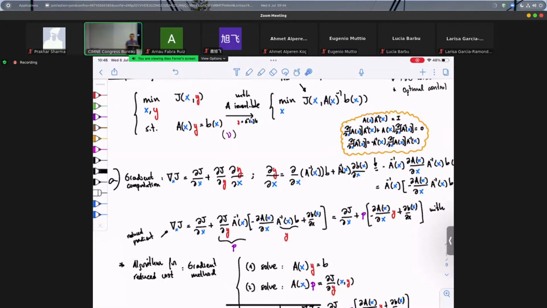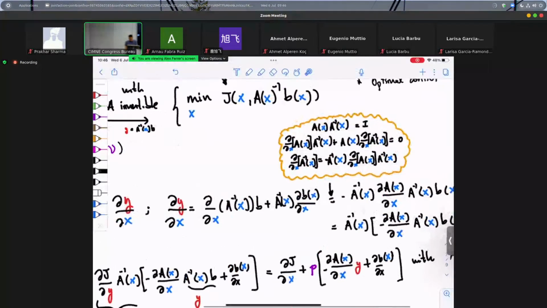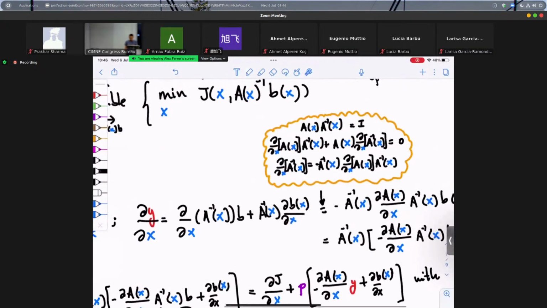I put it here in a vector form or matrix discrete form. Later, I leave it to you in the notes, but it's in the continuous form. So, an easy property: A times A^-1 is equal to the identity. You do the derivative: the derivative of A times A^-1, plus A times the derivative of A^-1, equal to 0, because the derivative of the identity is 0.